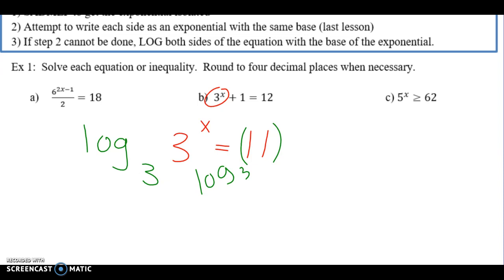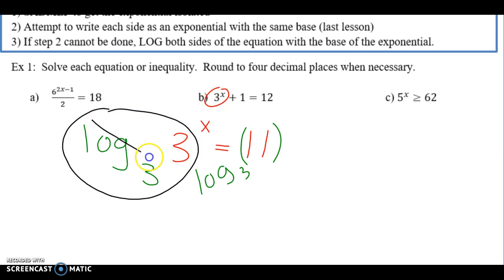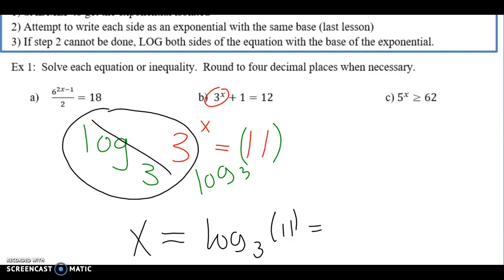So now, what happens with log base 3 of 3? They cancel. And x is now the only thing on the left side. It comes down to ground level. And on the right side, I have log base 3 of 11. Which, I can throw that in my calculator. Math alpha math, go.